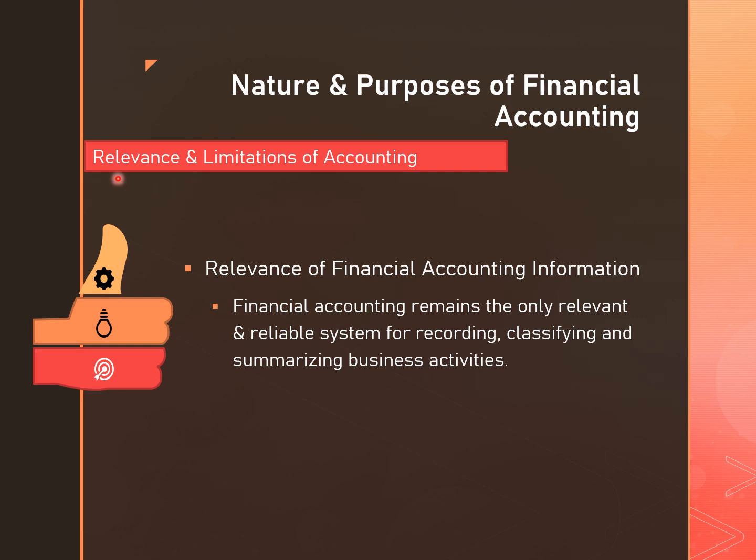Moving on to the relevance and limitation of accounting. Okay, the relevance of financial accounting information. Kenapa bagusnya financial accounting information ni? Sebab dia adalah satu-satunya relevant and reliable system untuk buat recording, classifying and summarizing the business activities. Okay, because financial accounting kita akan buat based on records yang memang berlaku. Memang berlaku, cuma dia adalah past records. So, itu jelah mungkin yang kelemahan kita. Tetapi dia adalah rekod yang tepat. So, bila dia tepat, dia relevant dan juga reliable. Okay.